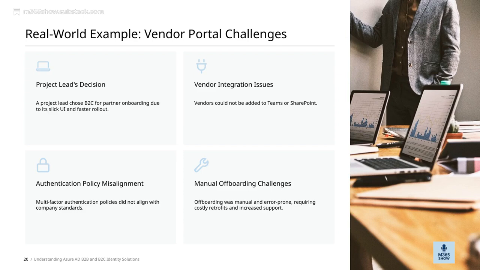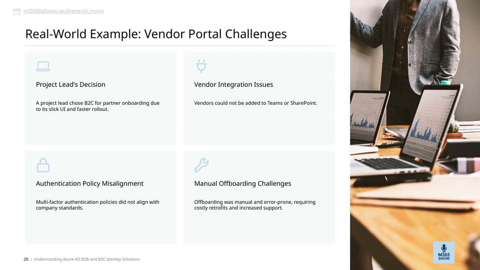Another issue was with multi-factor authentication policies. They didn't always align with the company's standards, leading to inconsistency and potential vulnerabilities. Vendors also faced difficulties because they couldn't be added easily to collaboration tools like Teams or SharePoint, which hampered smooth integration and delayed workflows. Interestingly, a project lead decided to go with B2C for partner onboarding, mainly because of its sleek UI and the faster rollout it offered. While that seemed appealing initially, it also highlights how important it is to choose the right identity solution that aligns with overall security and operational needs.